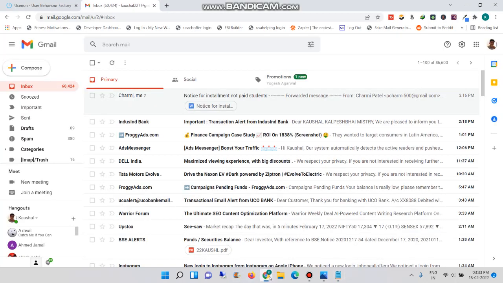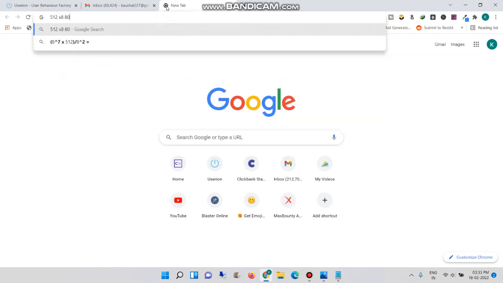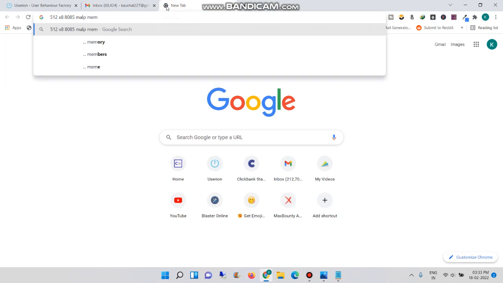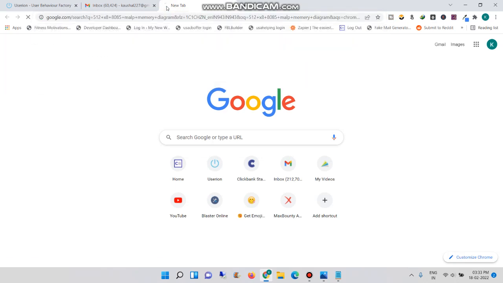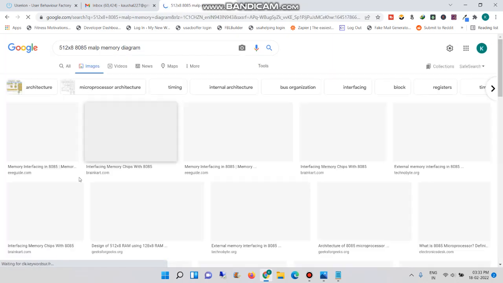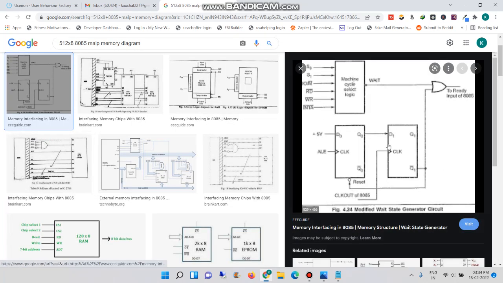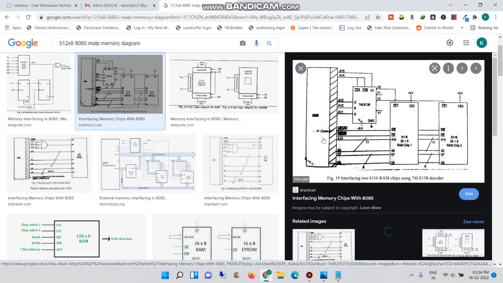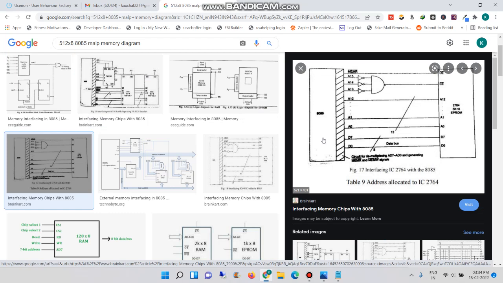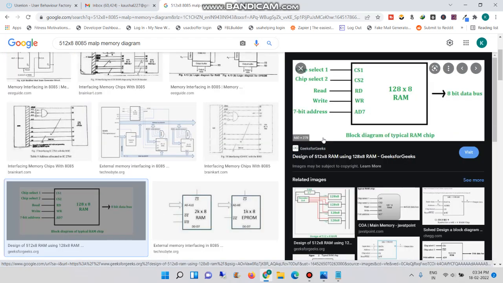So let me search for the 512 into 8 8085 microprocessor memory diagram, and show you how it works. Let me go to the images, and this is the memory interfacing. This is not good, and this is also not it. Let me select the proper one.